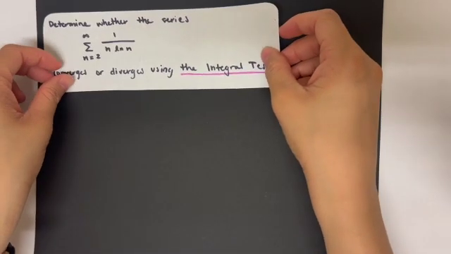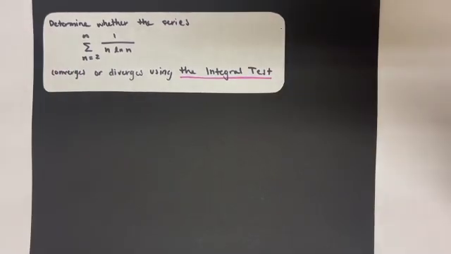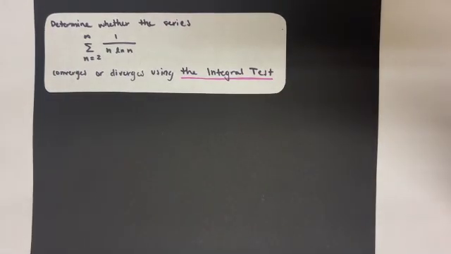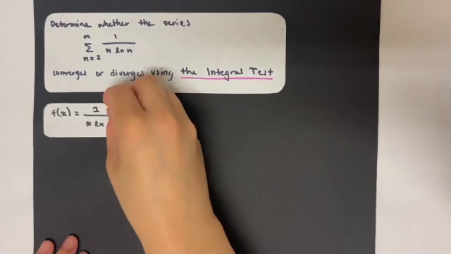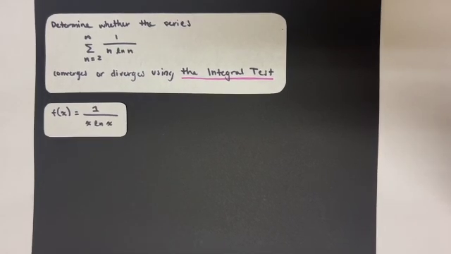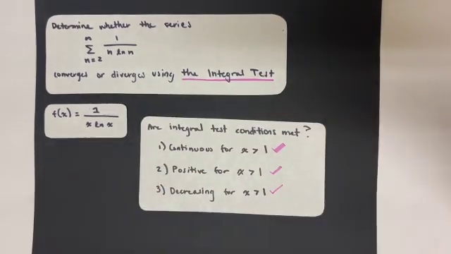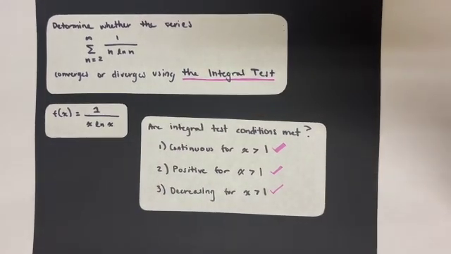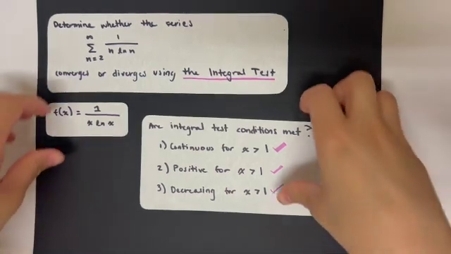Let's do another practice problem. For this problem, we'll determine whether this series converges or diverges using the integral test. To redefine the function, we'll redefine it as f(x) equals 1 over x times the natural log of x. First step here again, we'll determine if all the conditions for the integral test are met. All the conditions are met for the integral test. So let's start solving for the improper integral.